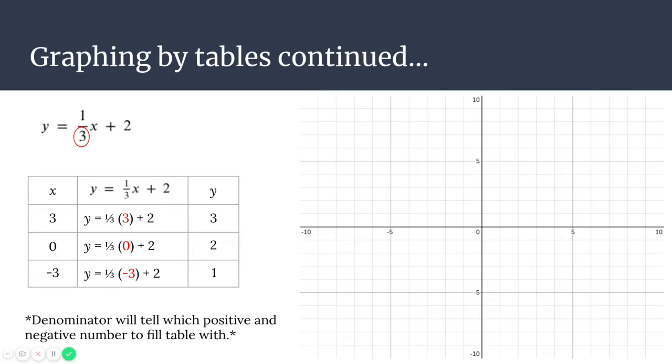This would be a whole lot easier than plugging in 1 and negative 1. So let's plot those 3 dots and draw our line between the 3. So there you have it. That's the equation of 1/3 x plus 2 graphed.